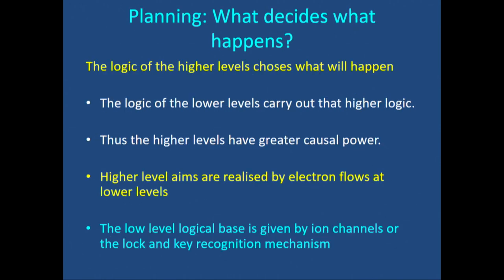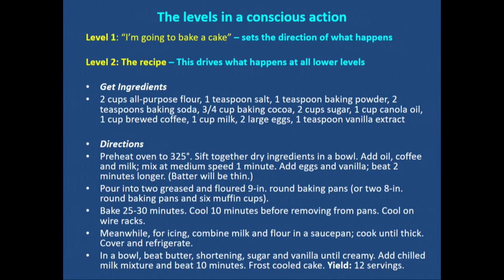So what happens in planning? The logic of the higher levels chooses what will happen. The logic of the lower levels carries out the logic that the higher levels have selected. Thus, the higher levels have greater causal power. The higher level aims are realized by electron flows at the lower levels. The low level logic base is given by ion channels or the lock and key recognition mechanism that is central to molecular biology. So, level one, I'm going to bake a cake.